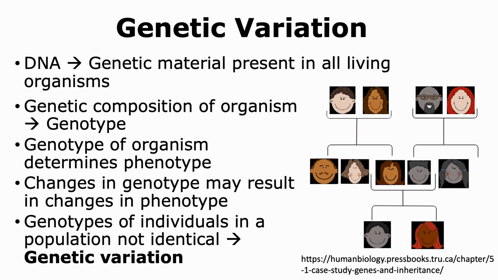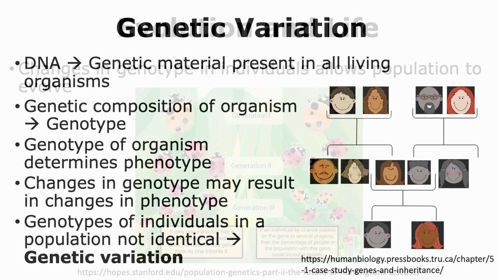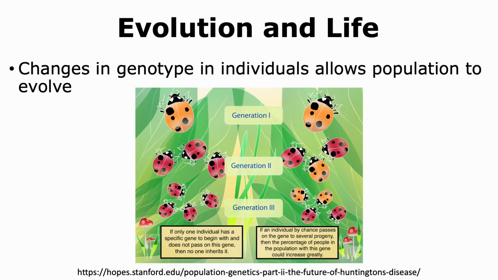Similarly, genotypes of individuals in a population are usually not identical, and this gives rise to genetic variation in the population. This helps us explain how members of a family may look similar to one another and have similarities in their behavior and habits, but are not identical to one another. Changes in the genotype or genetic composition in different individuals in a population allow the population to evolve and adapt to different changes in the environment.